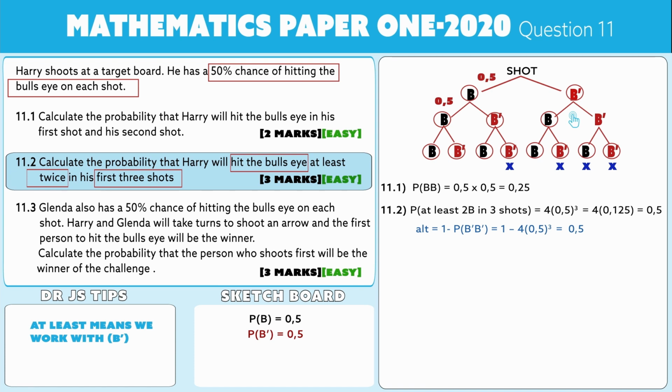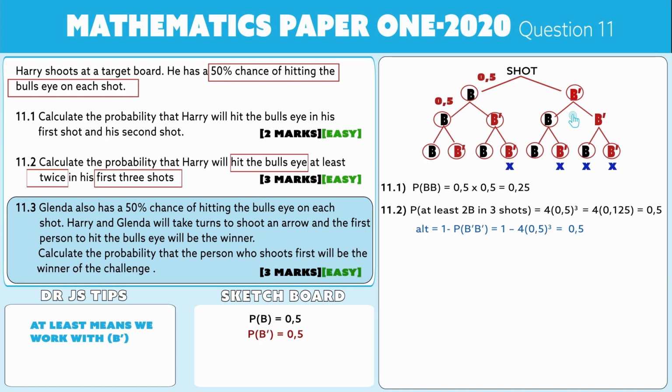Now the interesting part is the third part of this question. It says the following. Glenda now has a 50% chance of hitting the bullseye on each shot, just like Harry. Harry and Glenda take turns to shoot an arrow, and the first person that hits the bullseye will be the winner. That's important. What are they asking us? They're asking us to calculate the probability that the person who shoots first will be the winner of this challenge.